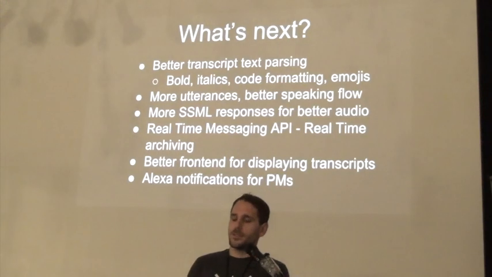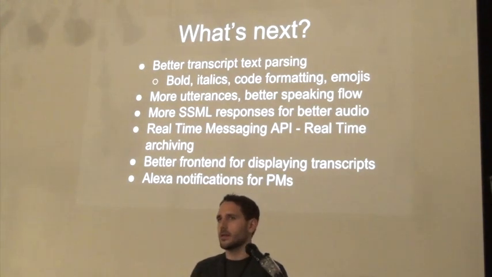Slack has a real-time messaging API, which is nice. So we could potentially tie in and have real-time archiving, which would be cool. And I'd also like to build a better front end for displaying the transcripts. But at that point, with those two, you kind of end up just building a whole new Slack client. So I don't know if that's really necessary.